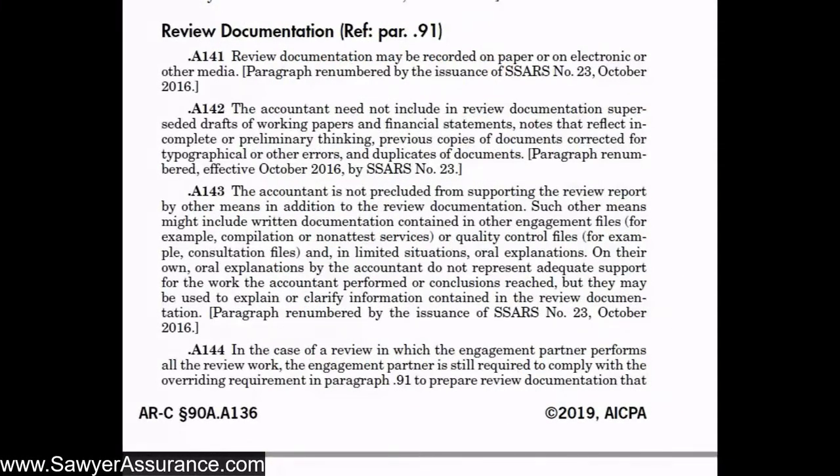Okay, so now we're down in Explanatory Material discussing review documentation. It says that review documentation may be recorded on paper or on electronic or other media, so we don't necessarily have to have a manual binder with paper. We can have all this saved on our computer.